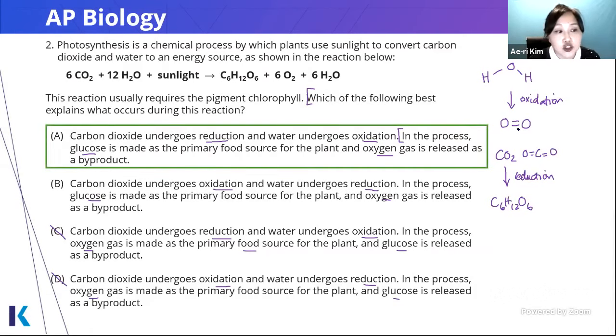So the correct answer, as you guys probably all figured out by now, if you haven't already picked it, is answer choice A. So carbon dioxide is going under reduction, water is going under oxidation, glucose is the food, and oxygen is that nasty byproduct. So A is the correct answer here.